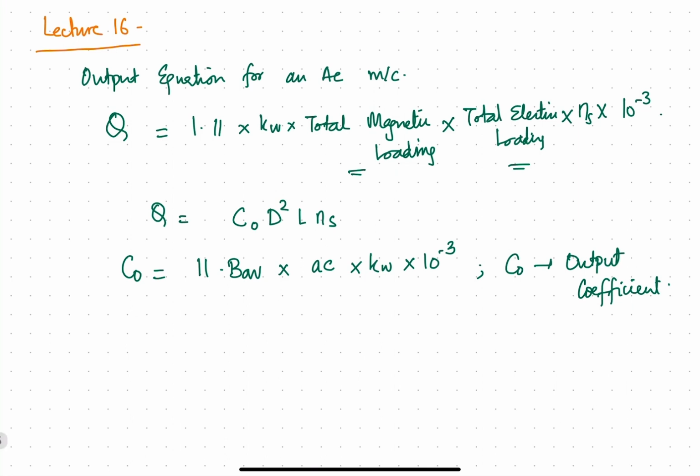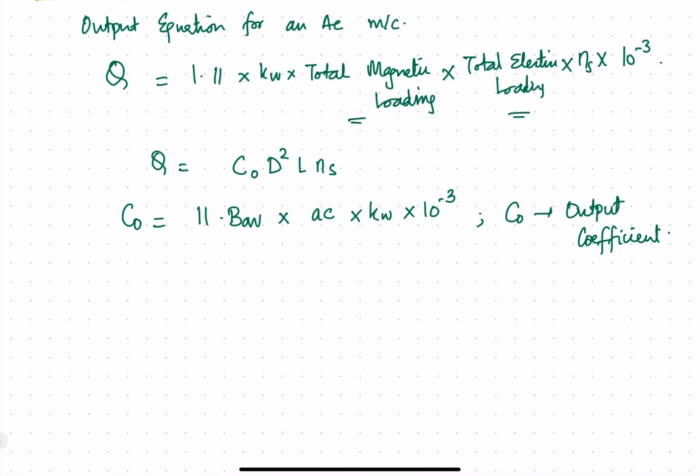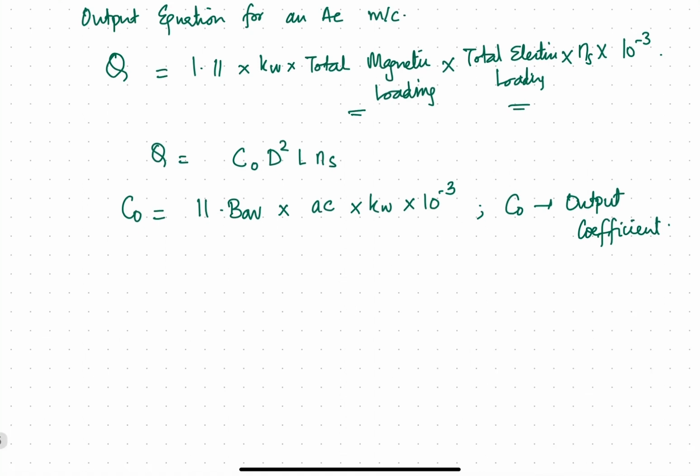If you are interested, you can refer to the textbook for this course, that is A.K. Sawhney, and you can also refer to other books on electric machines like Nagrath Kothari, and you can derive this. Nothing too difficult in this derivation. So after we have derived this, we see that the output equation for the AC machine is C naught times D square L times ns.